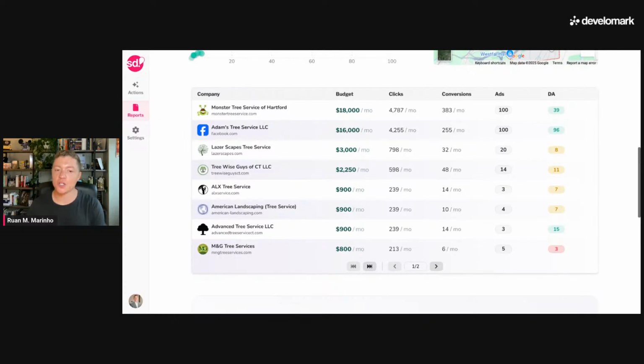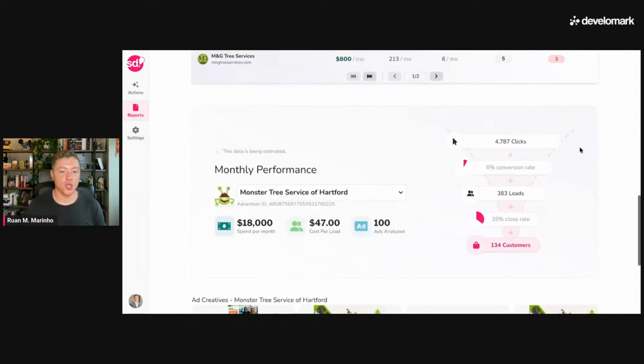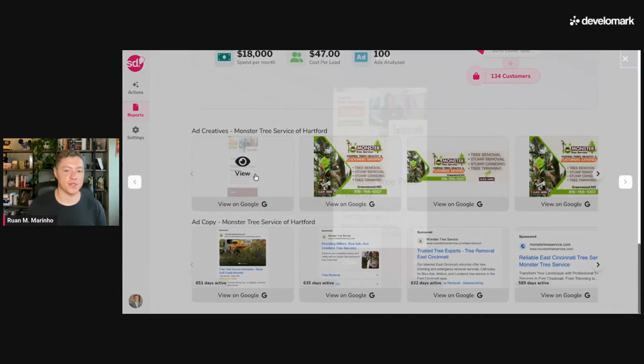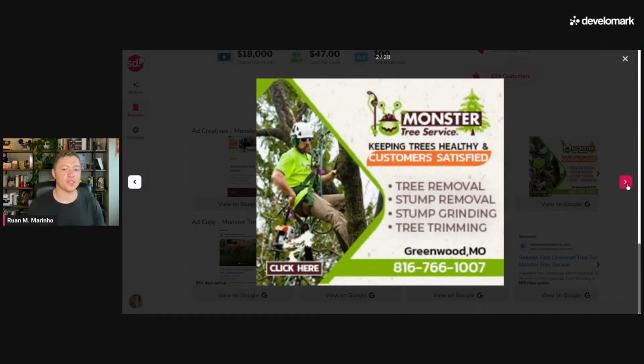ALX is spending $900 per month. TreeWise is spending $2,250 per month. If we want to compete, we're going to have to be right around that area to make sure that we can get the maximum results for your services. So that's how we'll make a little bit of the ad budget recommendations. And then from there, we can show them what kind of ads these companies are running in that area so they can get an understanding of what the creative could look like.